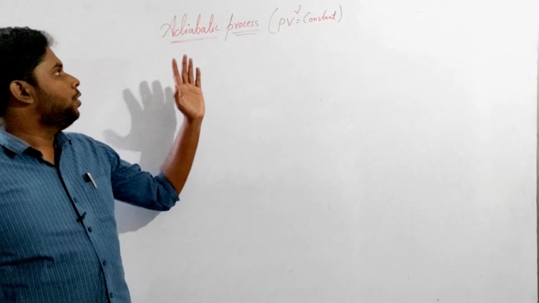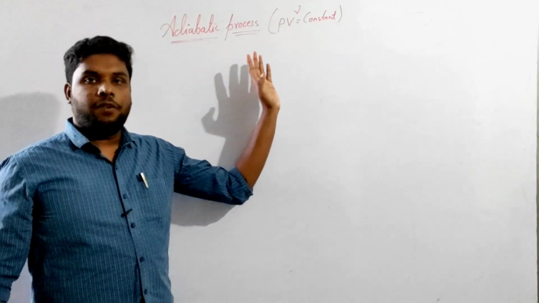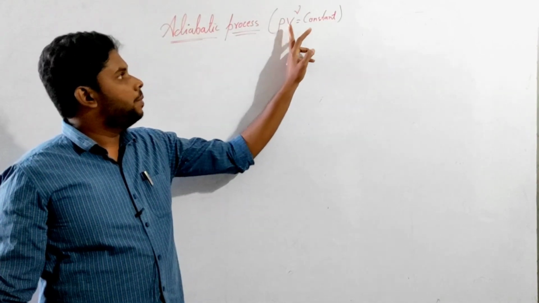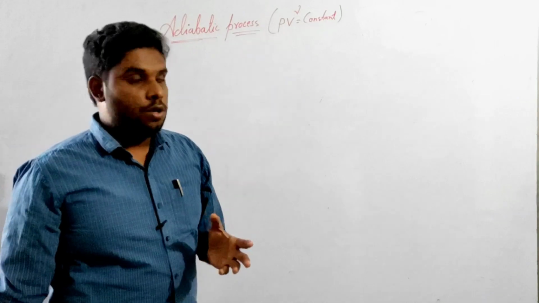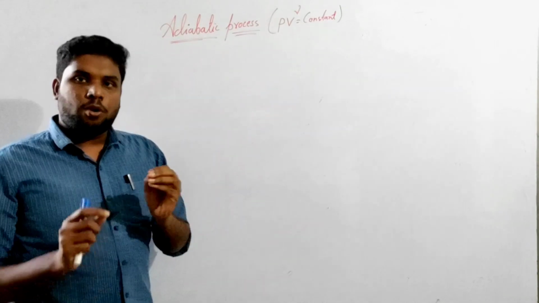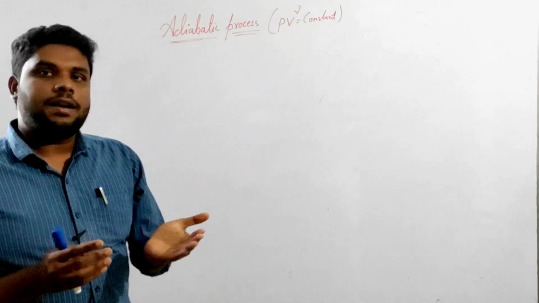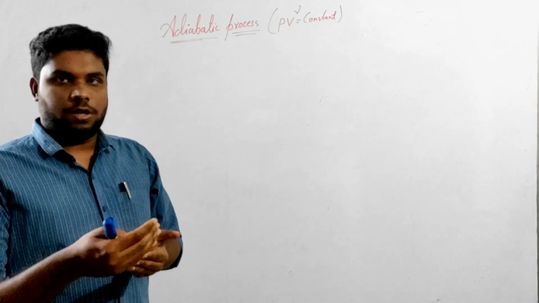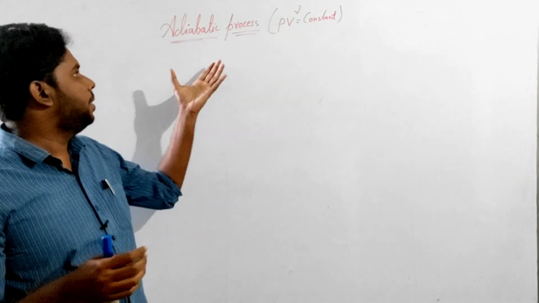In this video we are going to see the adiabatic process and we are going to derive this law, PV^γ = constant. So now, what is an adiabatic process? The process in which there is no heat transfer between the system and the surroundings. Such a process is known as an adiabatic process.